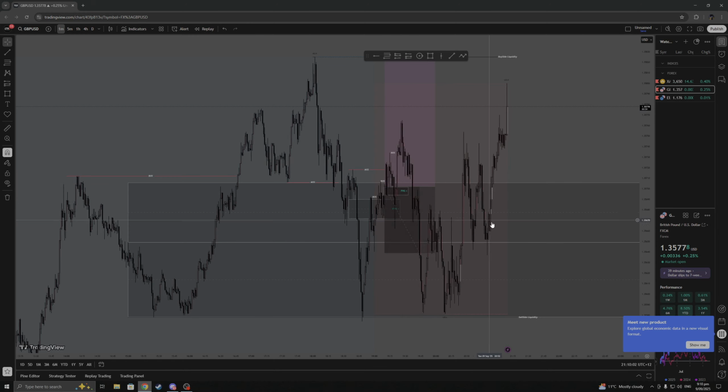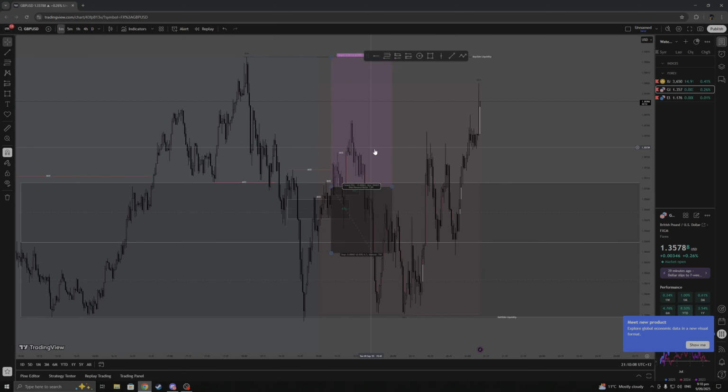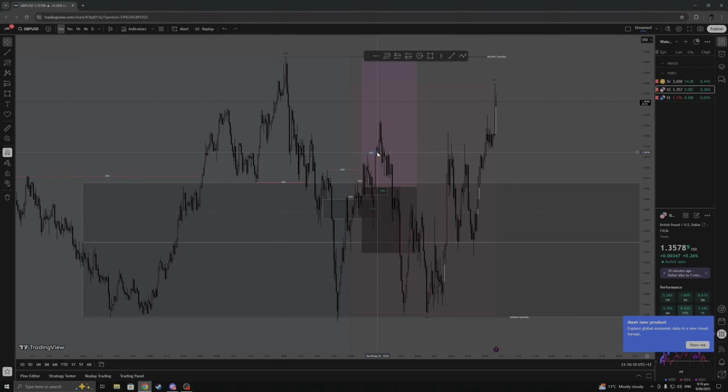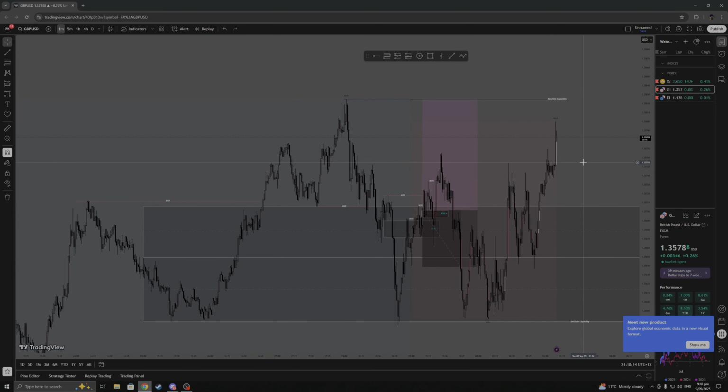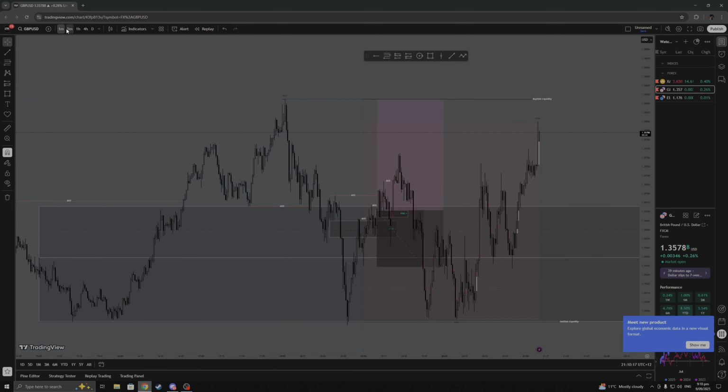So once I see displacement for my POI, we get a sweep of these lows, we get displacement up. Price shouldn't even consider coming back down here. So we should be ideally respecting this 1 minute fair value gap here. So with that said, that is today's recap.